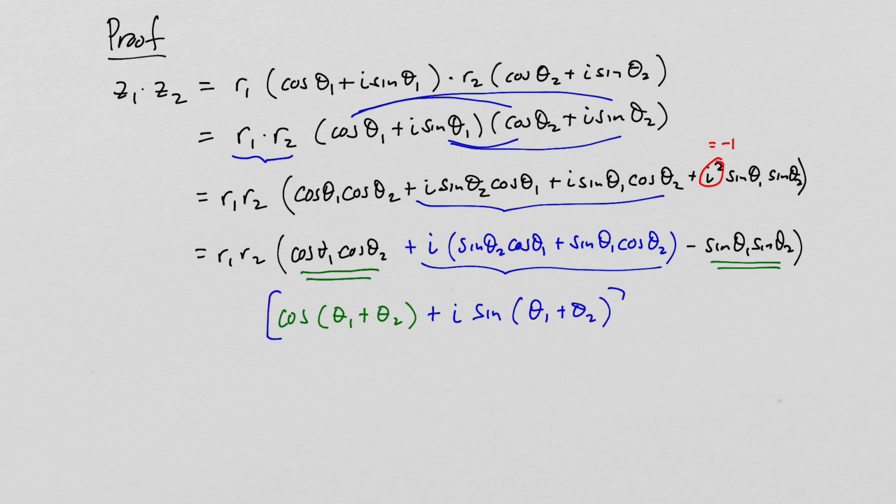And then all of that, of course, is multiplied by r1 r2. And so that pretty much proves the result. So to multiply two complex numbers when they're in trigonometric form, we multiply the moduli and we add the arguments. Let's take a look at some examples.